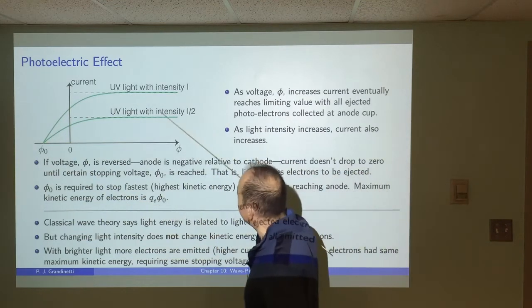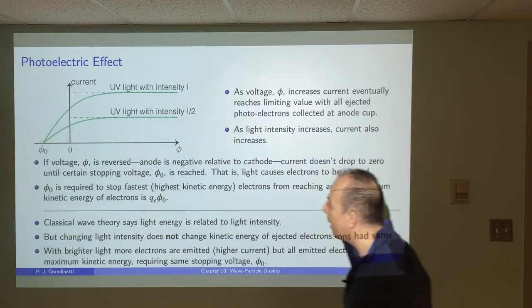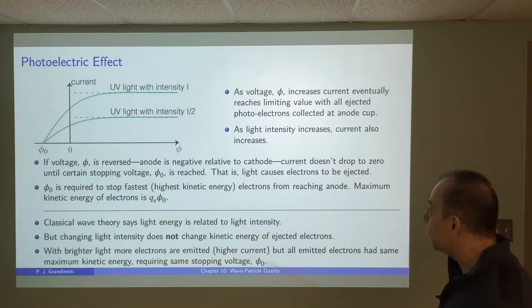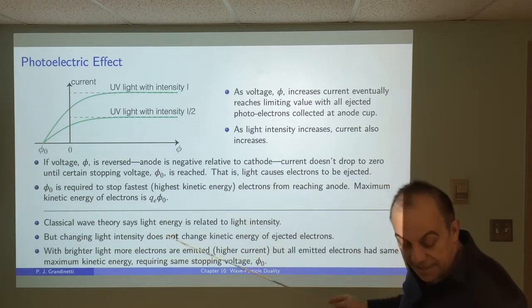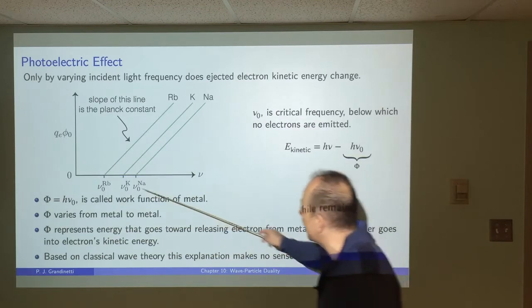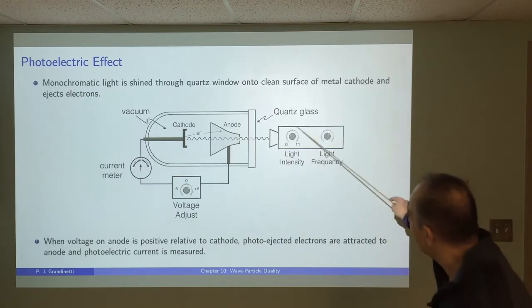But no matter what intensity of the light I have, they always stop at some negative bias that's exactly the same, regardless of intensity. So that was kind of confusing. But in these systematic investigations, what they found was that if they varied the light frequency, so again, go back to the apparatus, that was just varying light intensity.